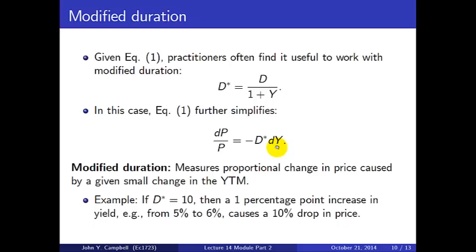So modified duration gives you the proportional change in price caused by a given small absolute change in the yield to maturity. So for example, if D star is 10, then a 1 percentage point increase in yield, say from 5% to 6%, causes a 10% drop in the price. And that calculation is very quick and immediate to do once you know the modified duration of a bond or of a bond portfolio.